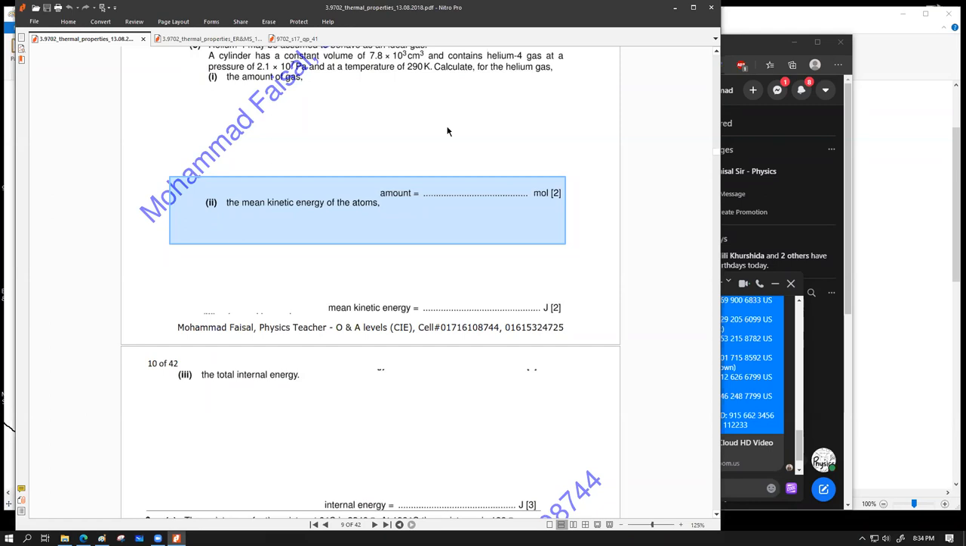So you don't have to understand the whole equation for the mark scheme. Understand the process: the mole number can be converted into the number of particles using Avogadro's constant, and you have that many atoms available for that scenario. Then multiply that number of atoms with the average kinetic energy of the atom, so you get the total energy contained by those atoms, which is basically your total internal energy. Sorry, Avogadro constant.